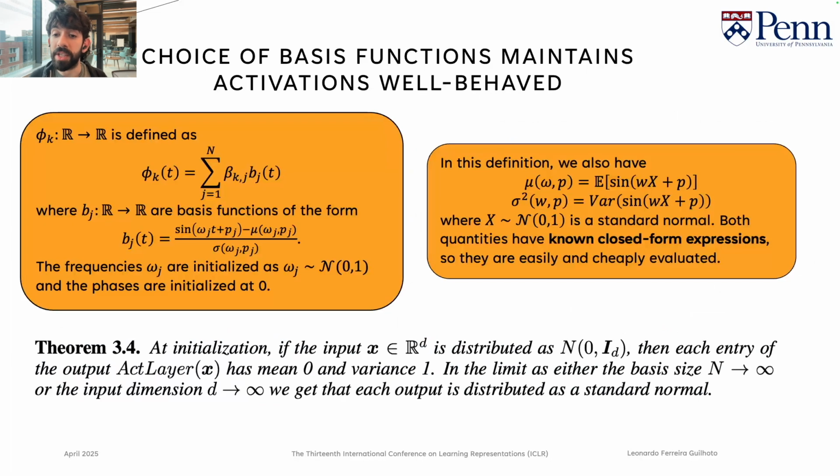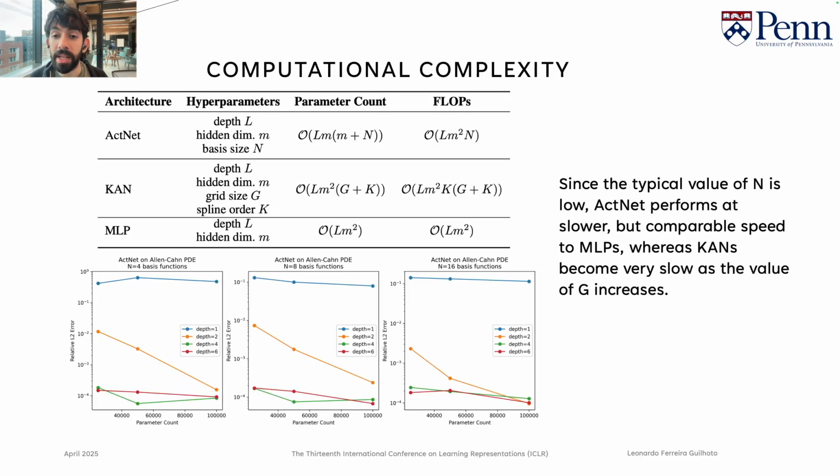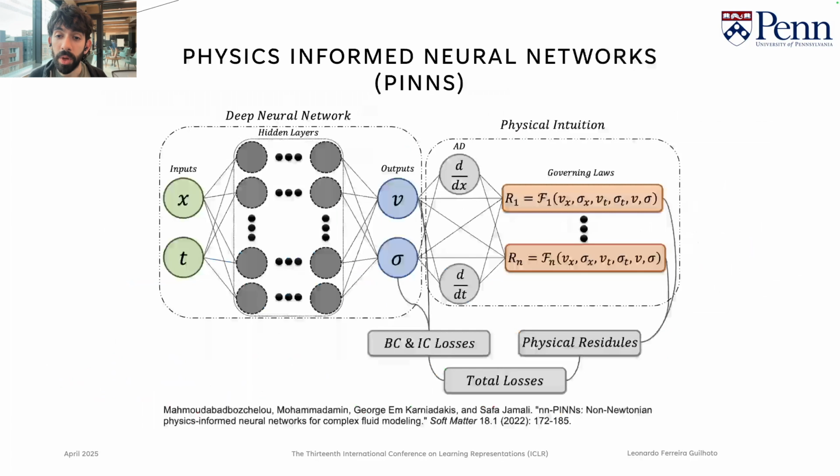We prove that activations will have mean 0 and variance 1 at initialization, and using the central limit theorem, show that their distribution approaches the standard Gaussian as the network size increases. ActNet is considerably faster than KANs, running at slower but comparable speeds to an MLP of comparable size. We conduct experiments for learning solutions to partial differential equations using the PINNs framework, where the solution is determined using derivative information in a data-free manner.